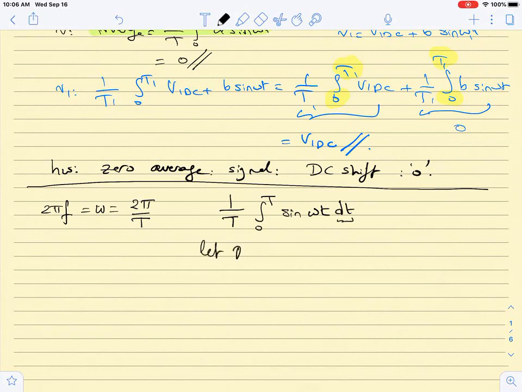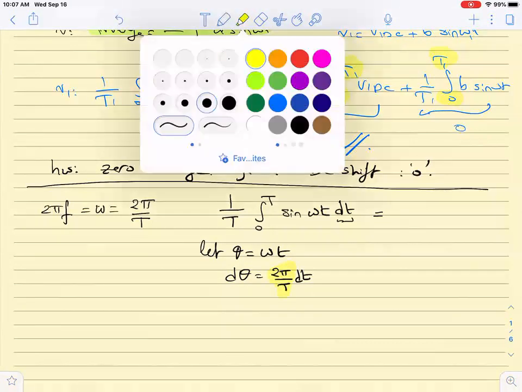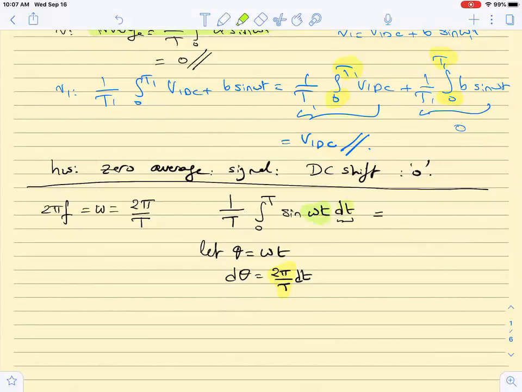We say let theta equal omega t. Then what does d theta equal? What is omega? 2 pi over T, so d theta equals 2 pi over T times dt. So this is the constant that will move us between the two variables. So if I want to do a change of variable, what does this integral become? In place of omega t I will put theta, and in place of dt I will put this quantity. What is dt? T over 2 pi.